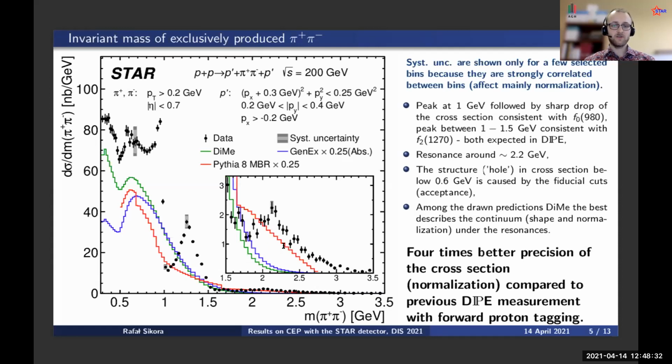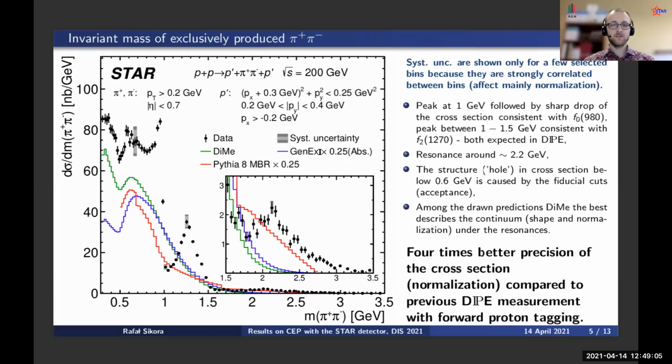GeV, which we did not identify. We also show on this plot and the further plots the continuum predictions, and we generally attribute the DIME, which is green, as providing the best description of our data. I want to also add here that only this DIME generator contains the absorption effects in it.